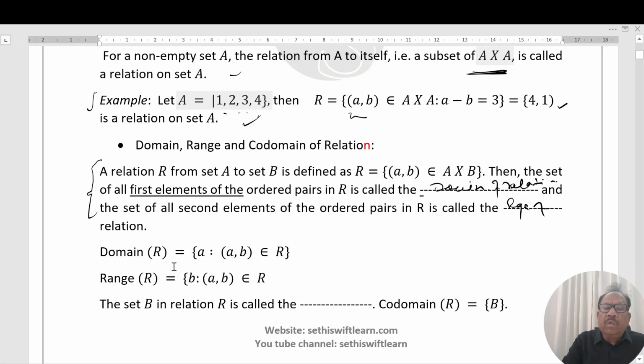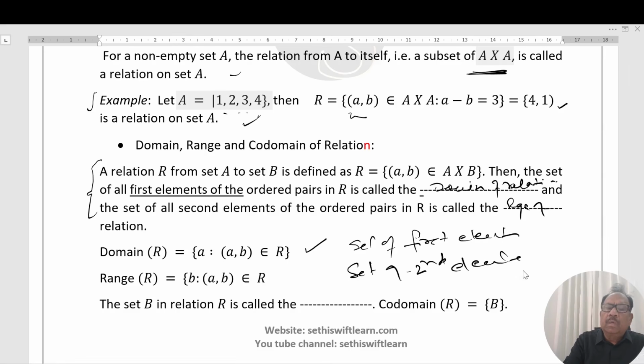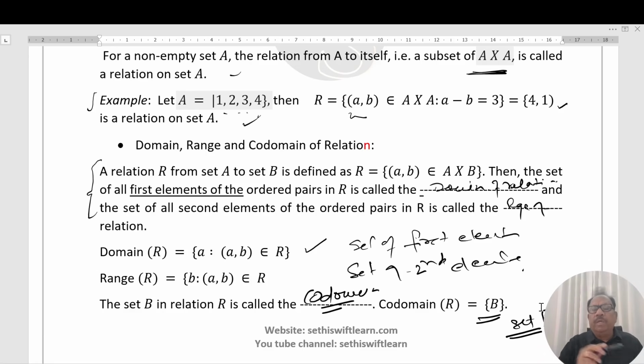Domain is the set of first elements. Range is the set of second elements. The set B in the relation R is called the codomain. Codomain is this set B, right?